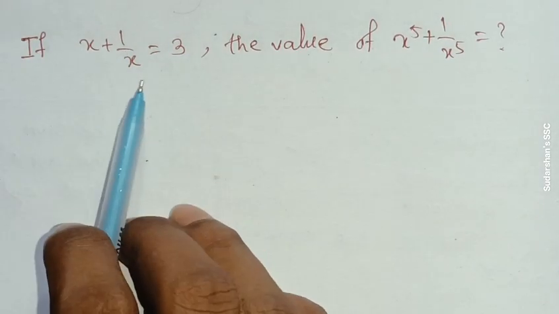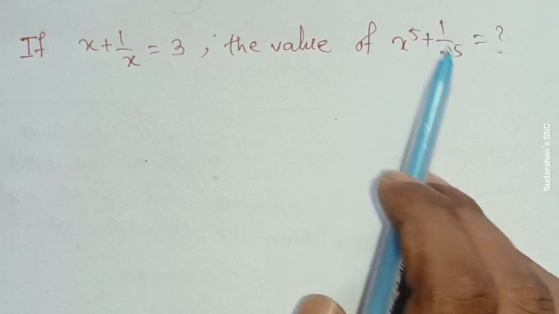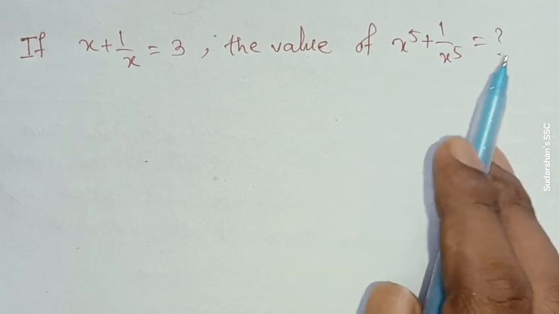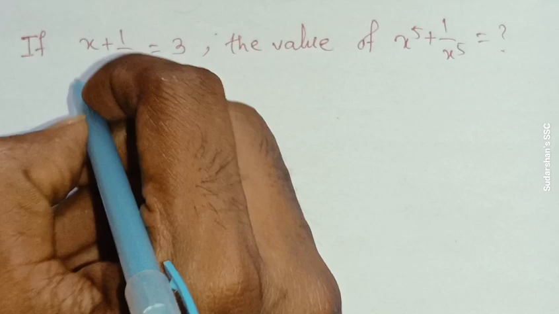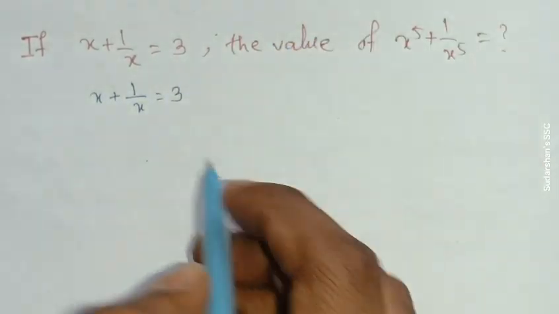If x plus 1 by x is equal to 3, the value of x to the power 5 plus 1 by x to the power 5 is equal to what? Given x plus 1 by x is equal to 3.